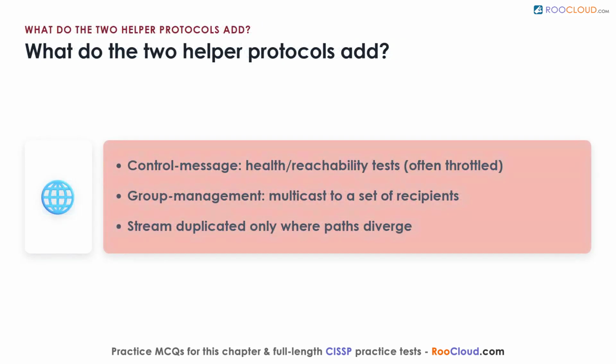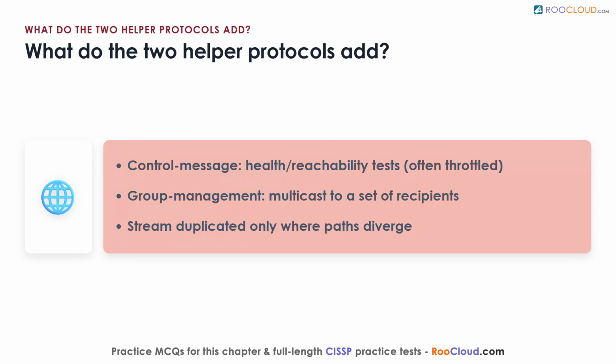What do the two helper protocols add? Health checks and group delivery. The control message protocol reports on the health of a network or link, and it powers familiar tools that test whether a remote system is reachable and how well the path performs. Because its features were abused in bandwidth flooding attacks, many networks now limit or throttle it.